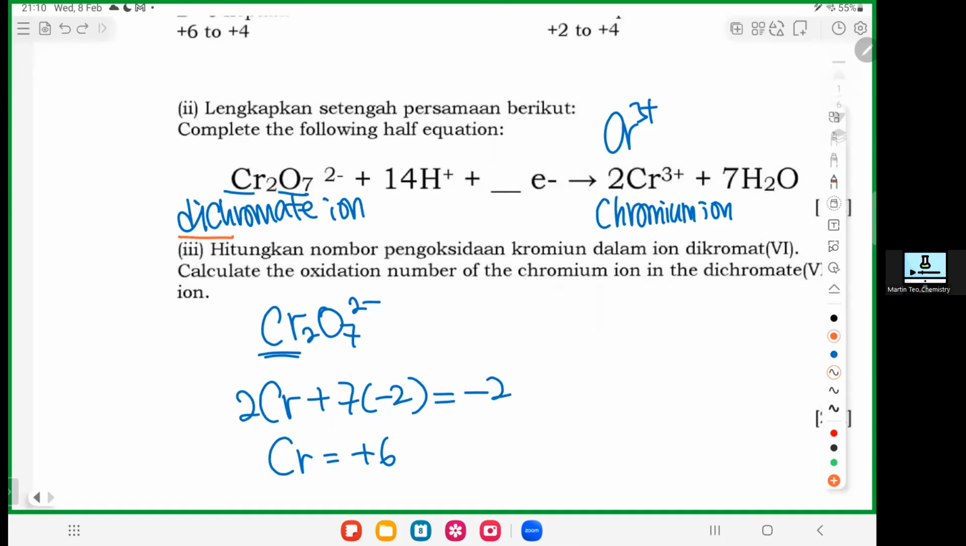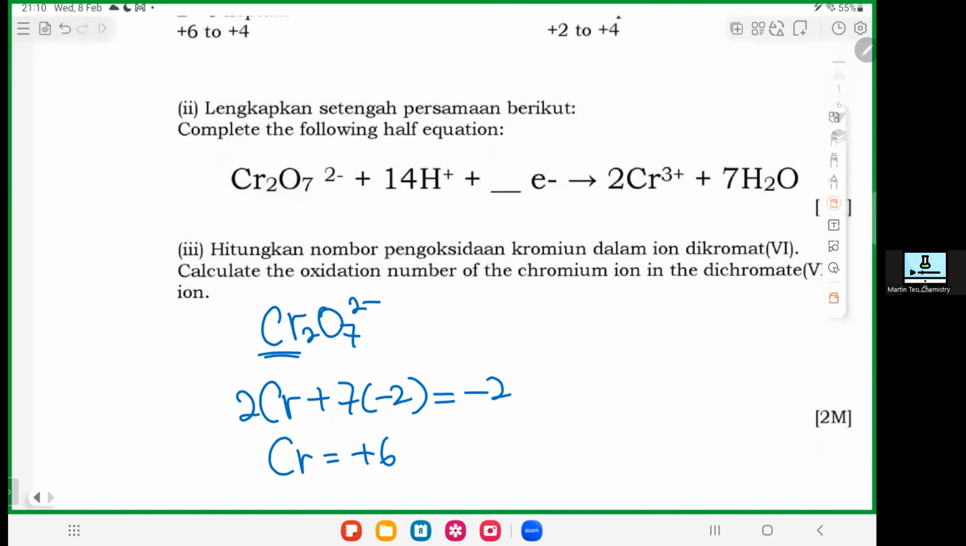Dichromate ion means in this ion you have di. Di means 2. Chromate means chromium. So in this ion, you have 2 chromium inside. That is called dichromate. That's why I choose this ion to do the calculation and find the Cr. All right, is it okay, Jenny? Okay, now let's move on.